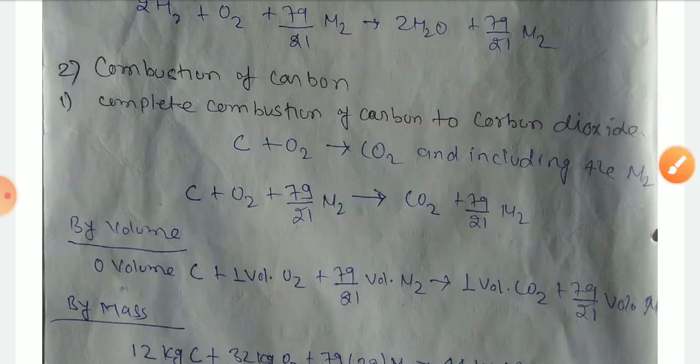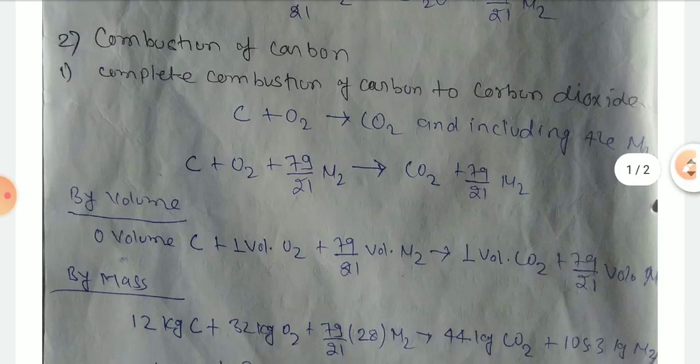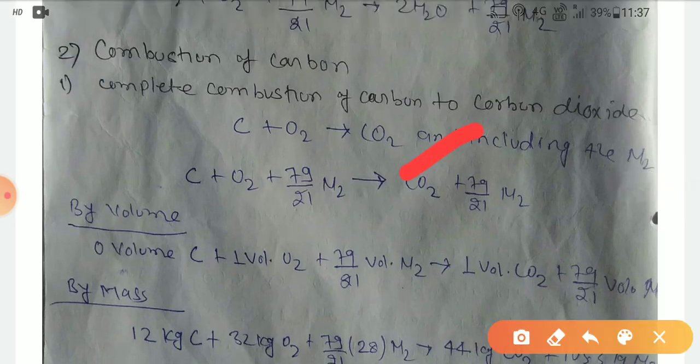Because I have already explained, we are going to calculate on the basis of volume, so we can write this. 1 mole of carbon forms 1 mole of carbon dioxide. First you have to check whether this equation is balanced or not. Here there is 1 atom of carbon, and here also 1 atom; here 2 atoms of oxygen, and here 2 atoms. So that equation is balanced.